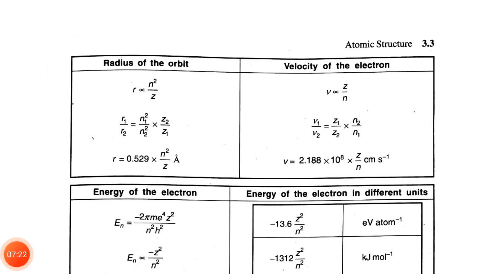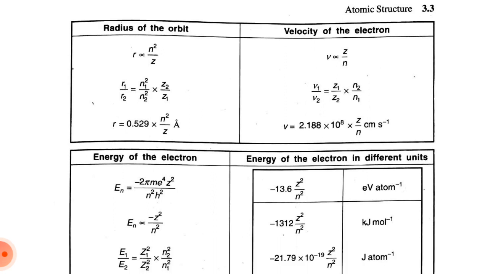Rule of the orbit: R is directly proportional to n squared upon Z. Velocity of the electron v is directly proportional to Z upon n. R1 upon R2 is equal to n1 squared upon n2 squared multiplied by Z2 upon Z1. Velocity of the electron v1 upon v2 is equal to Z1 upon Z2 multiplied by n2 upon n1.